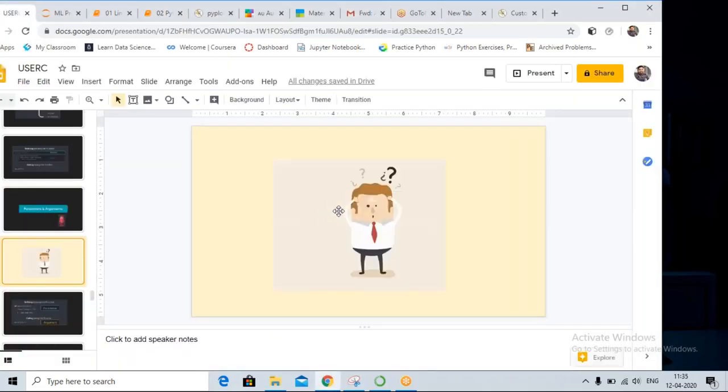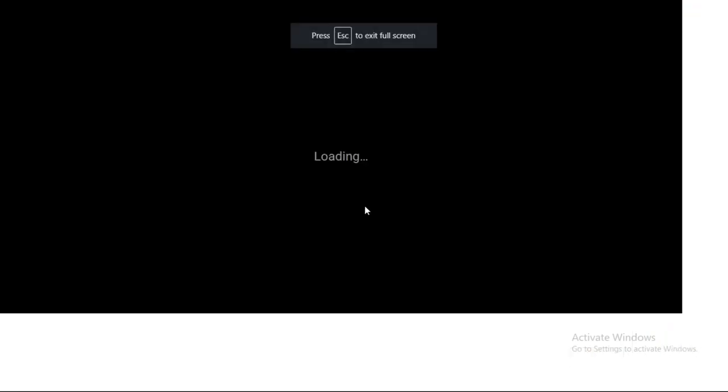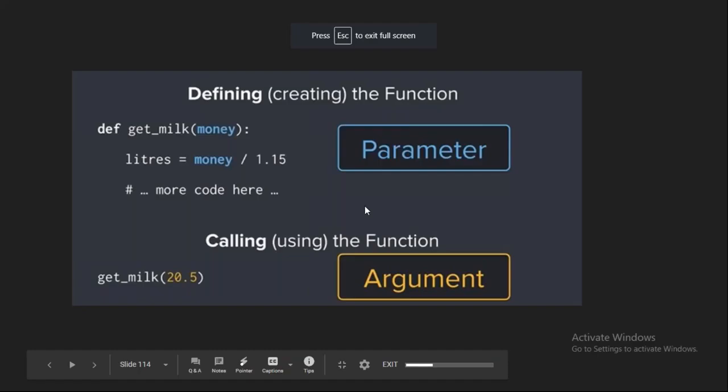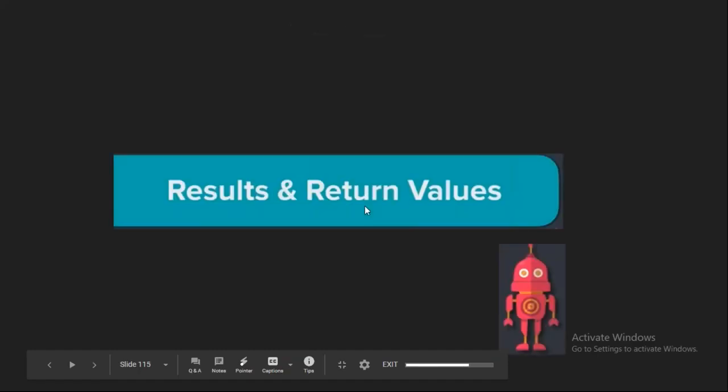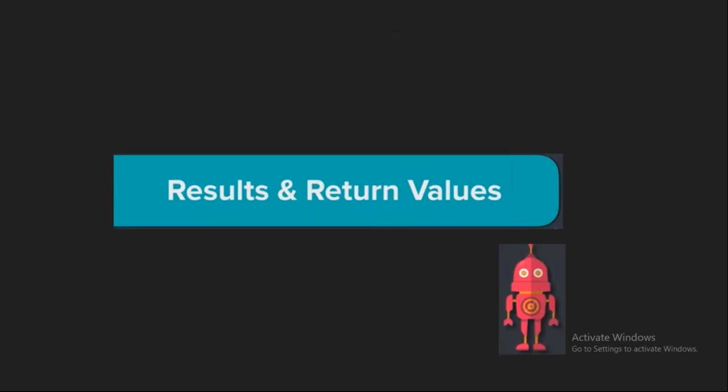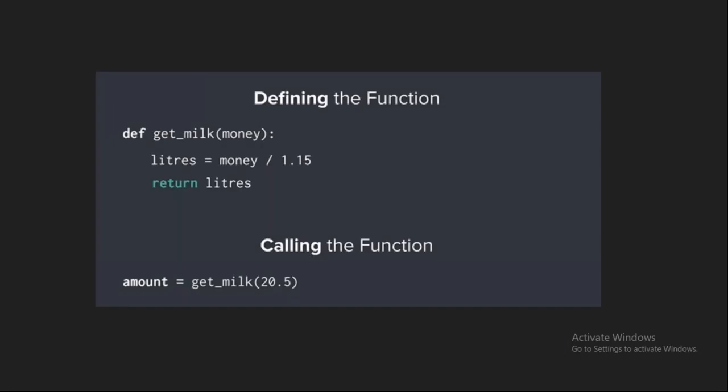Okay. Now that we understand what parameters and arguments are, let's move on to the next topic. Now we want the function to return us something, or return us the result, because this was just following some commands. It was not returning us some values. We want that function to return us something. So how can we do that?